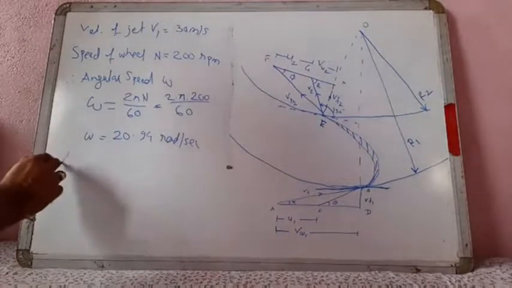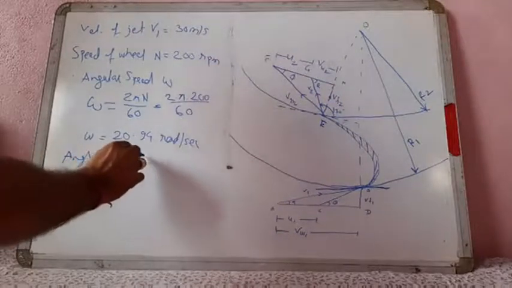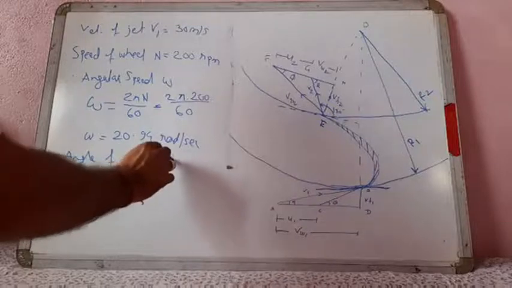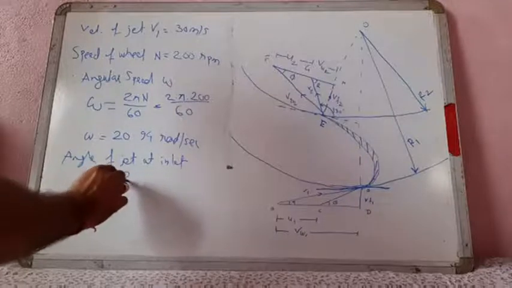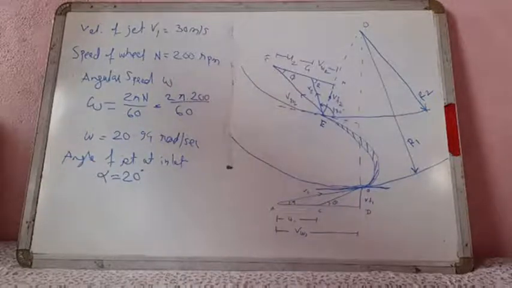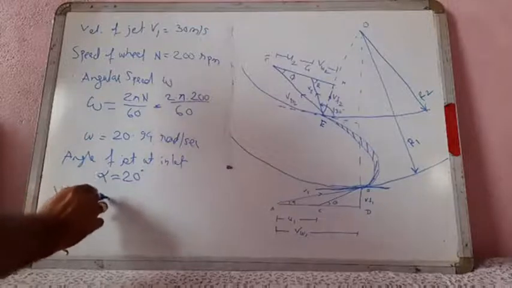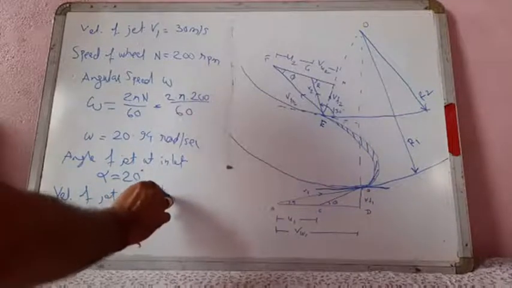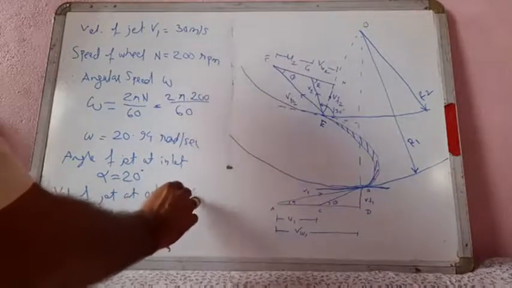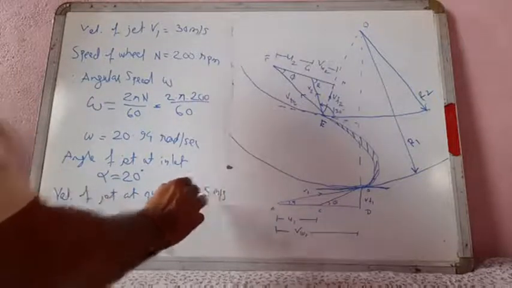Angle of jet at inlet, alpha, is given as 20 degrees, and velocity of jet at outlet, V2, is 5 meters per second.